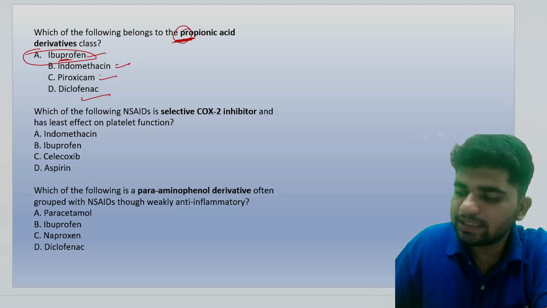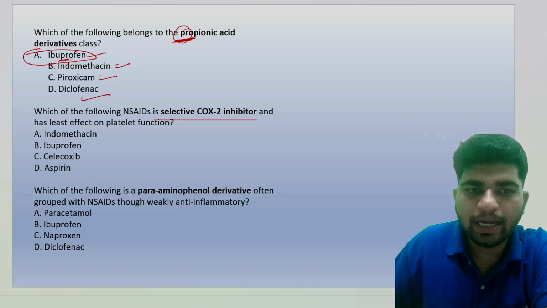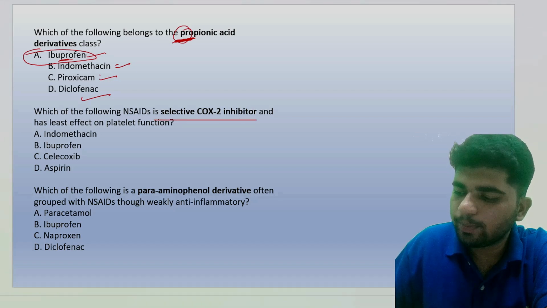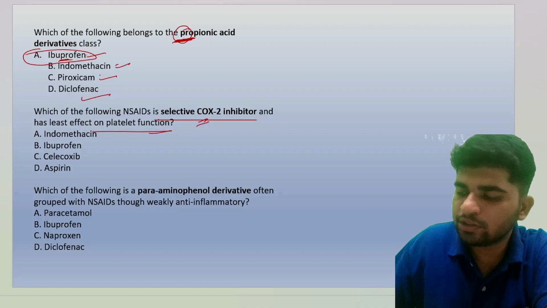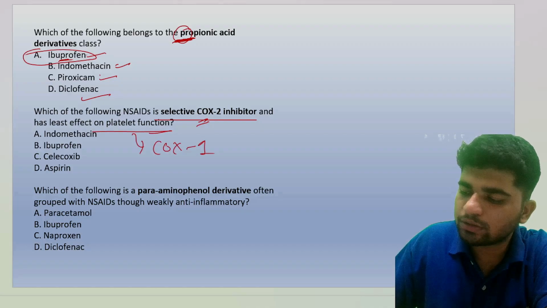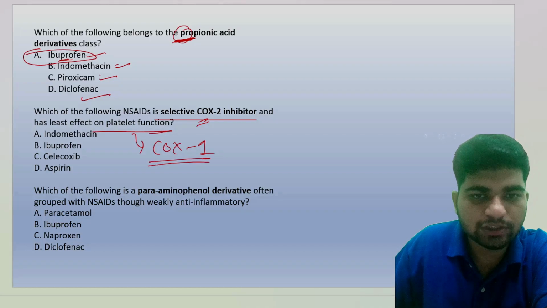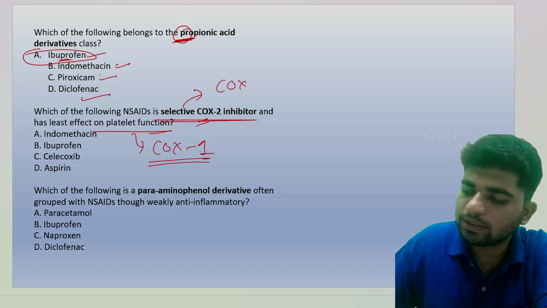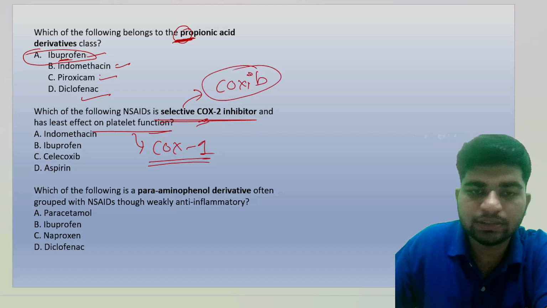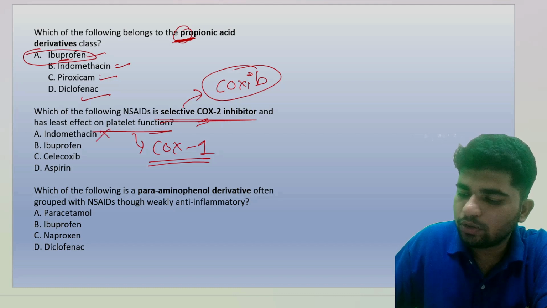Which of the following NSAIDs is a selective COX-2 inhibitor and has the least effect on platelet function? Platelet function is related to COX-1, not to COX-2. That's why it is a selective COX-2 inhibitor. I've told you guys the word COXIB should be correlated with the selective COX-2 inhibitors. All right. So indomethacin, no. Ibuprofen, no. Celecoxib, yes. Celecoxib.